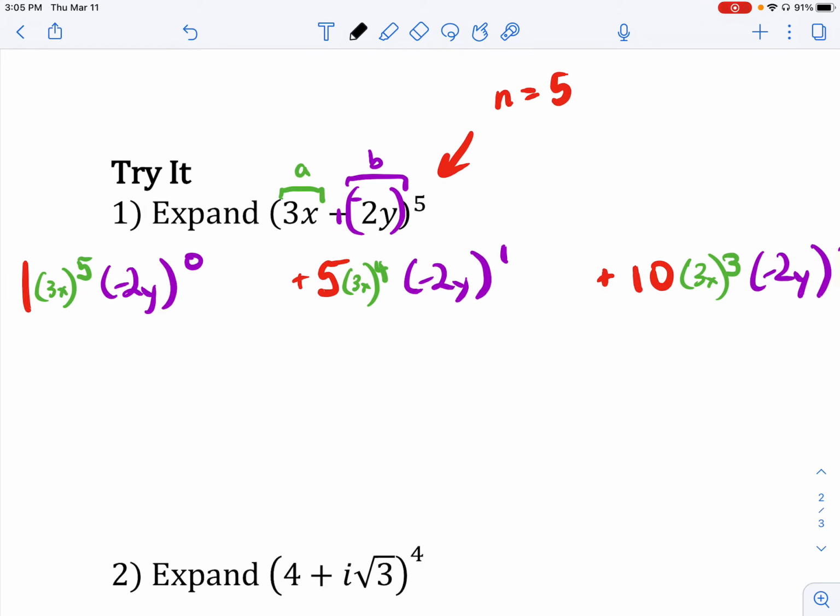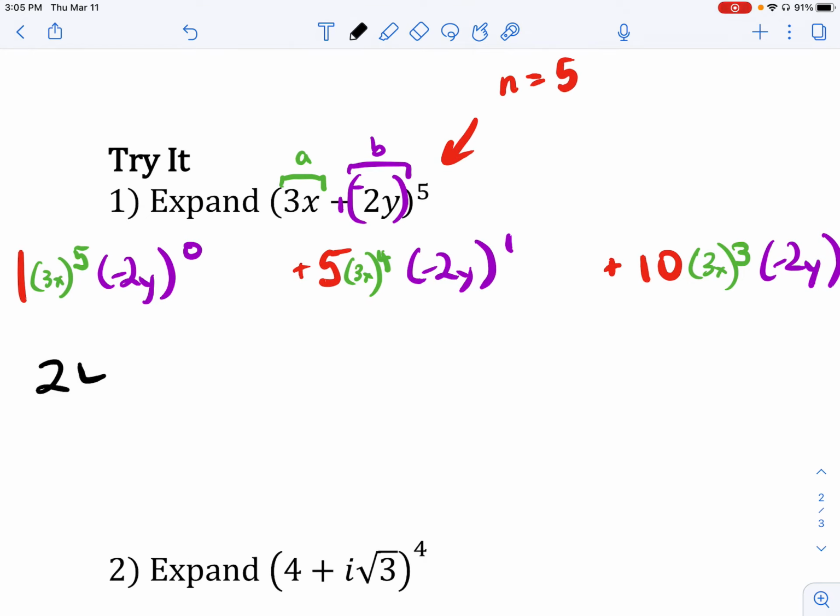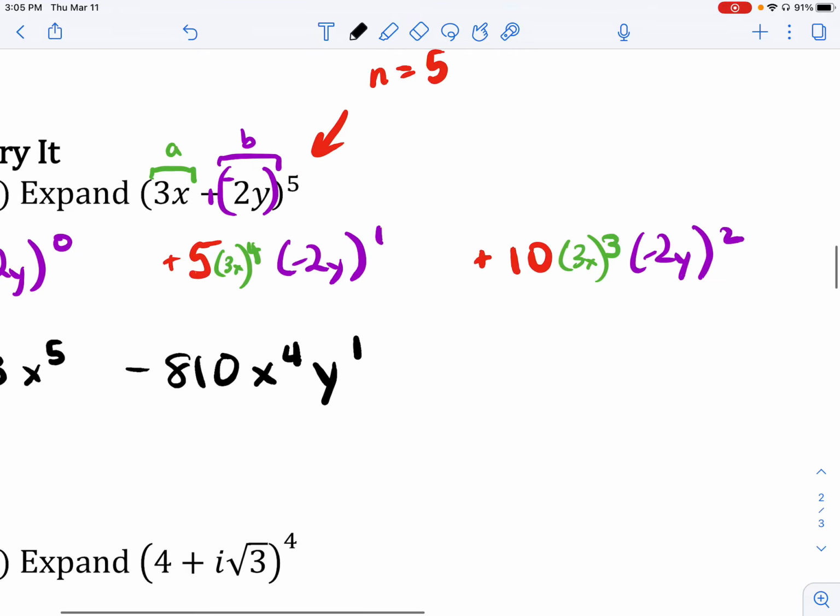3 to the fifth power is going to be 243. And so we're left with 243 x to the fifth, and we don't have to worry about y because we're raising it to the 0 power. Now in the next one, we have 3 to the fourth, which is 81, times 5 times negative 2. So 81 times negative 10, that's going to be negative 810, x to the fourth, y to the first. We'll move on to the next one.